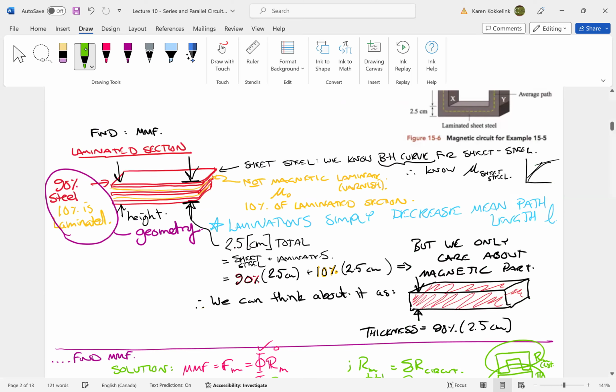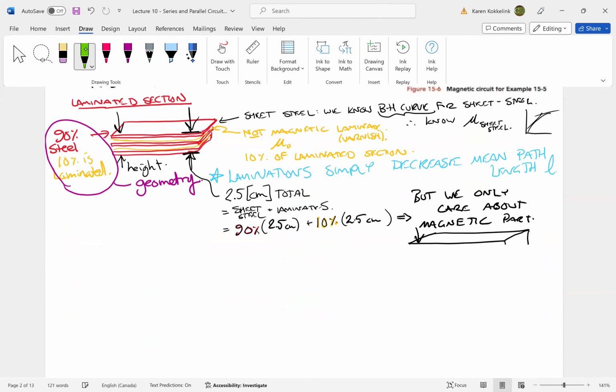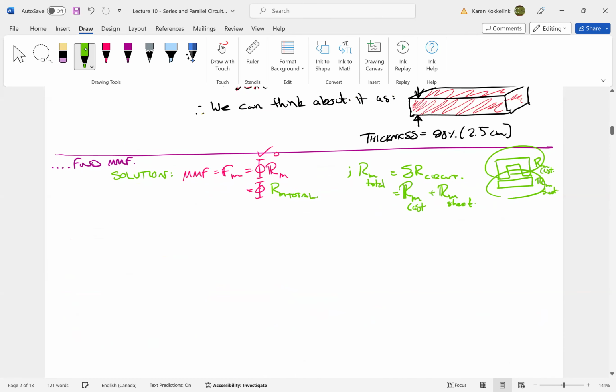Just looking back up to the problem here. This is cast. I didn't make that up. It's simply just in the problem. And this is sheet. They both have a different reluctance, so we have to add them together. So this is what we're going to be finding. And we're just going to have to do a series magnetic circuit there. All right, so we're going to have to find this Rm.